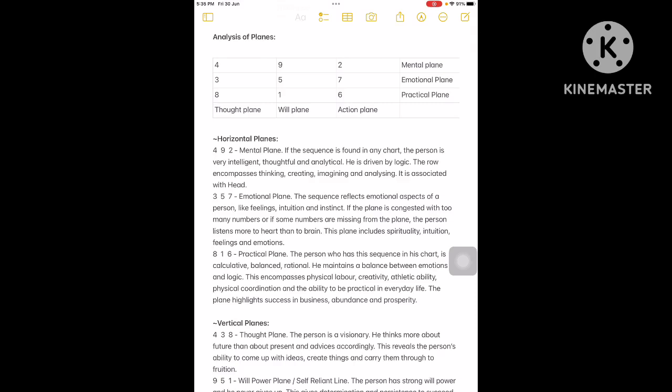Today we will learn planes in Loshu grid. There are 6 plus 2 planes: three horizontal planes, 3 vertical planes and 2 diagonal planes. If you find 492, the first line in any chart, it is called mental plane.